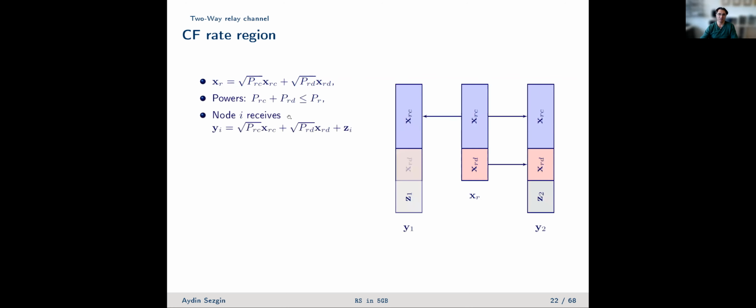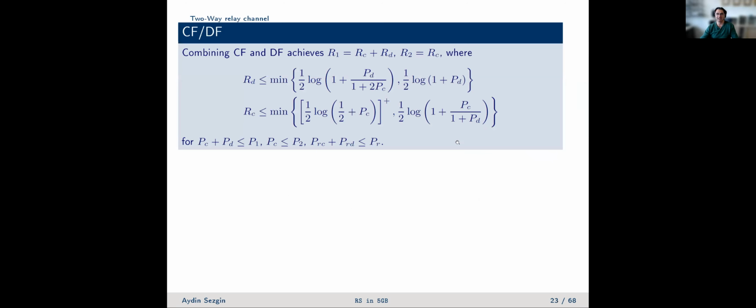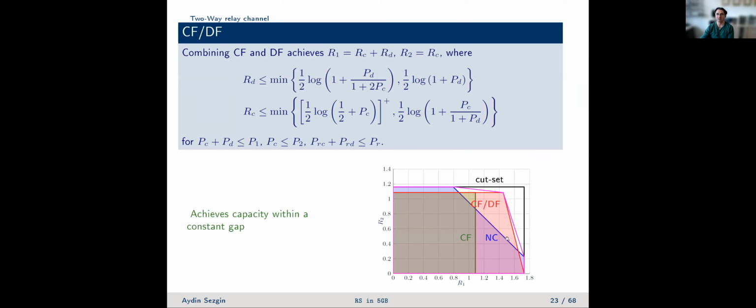This is the power we assume, and then the nodes receive the superposition of 2 signals. What they do is they first decode this, and then they extract the desired compute and forward part, and then they proceed and decode XRD. By doing so, this is what the rates are they get, and this is the overall rate regime, which is significantly higher than what we would do without the rate splitting.